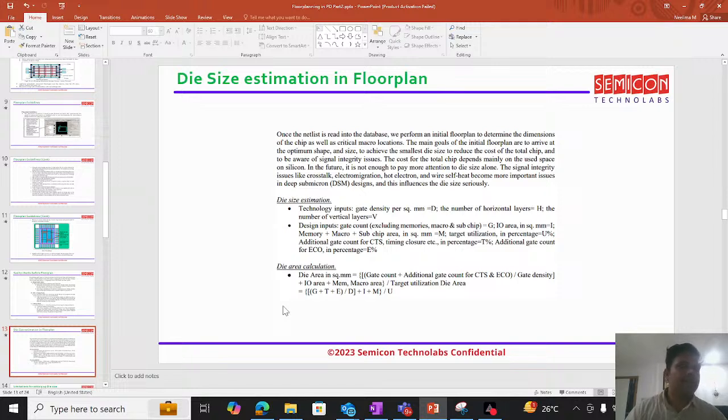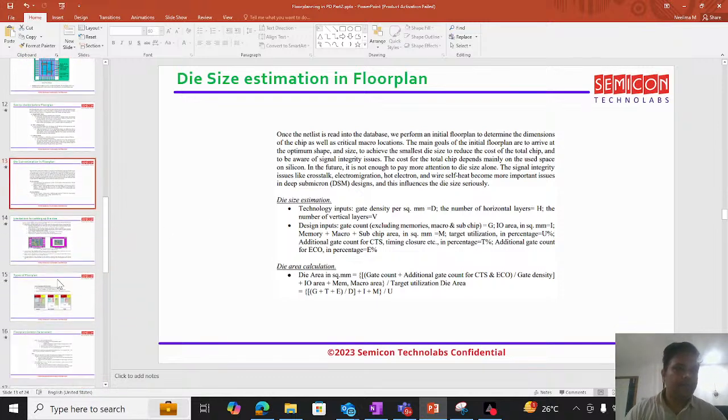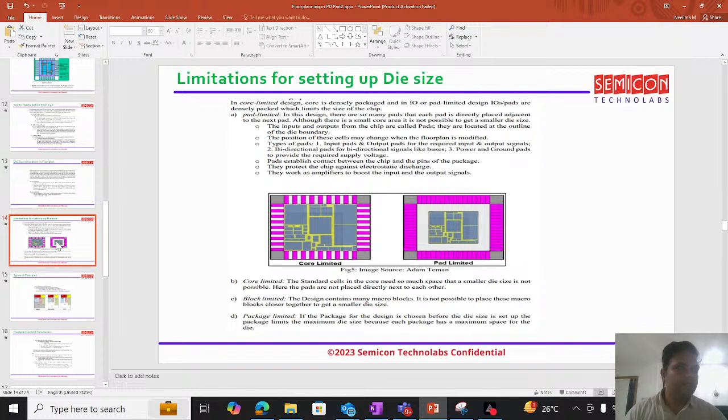Okay, we don't have to struggle when more logic is getting added through the RTL. All these things go into play based on how your program is designed. Now let's go to the limitations of setting up die size.